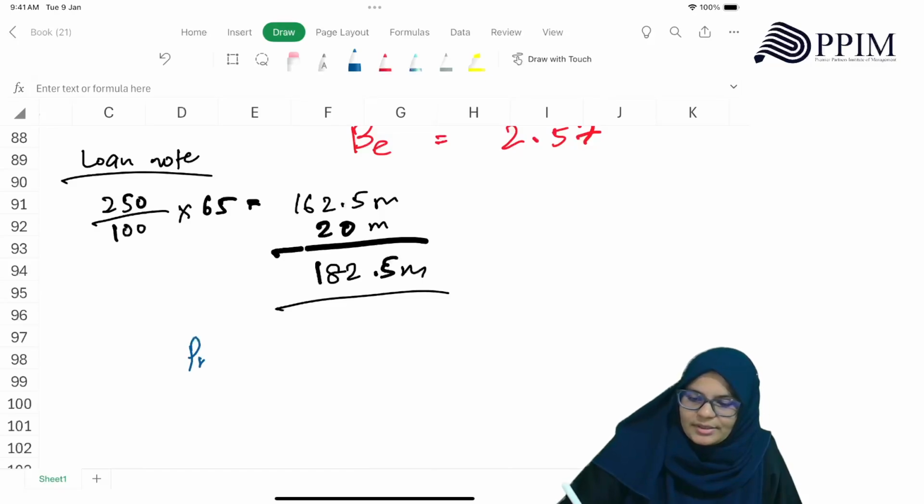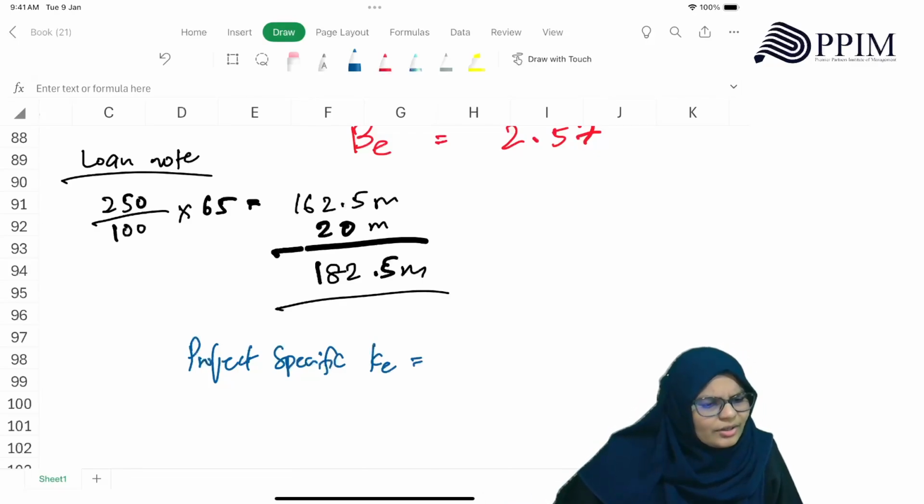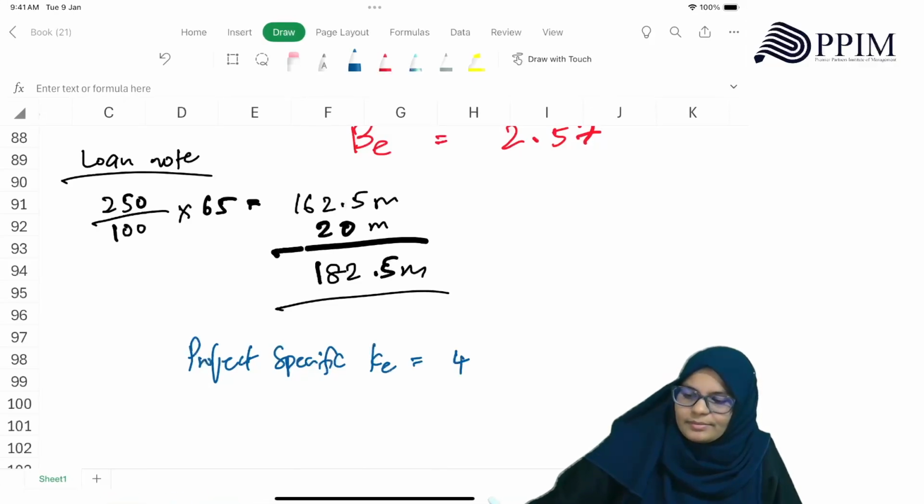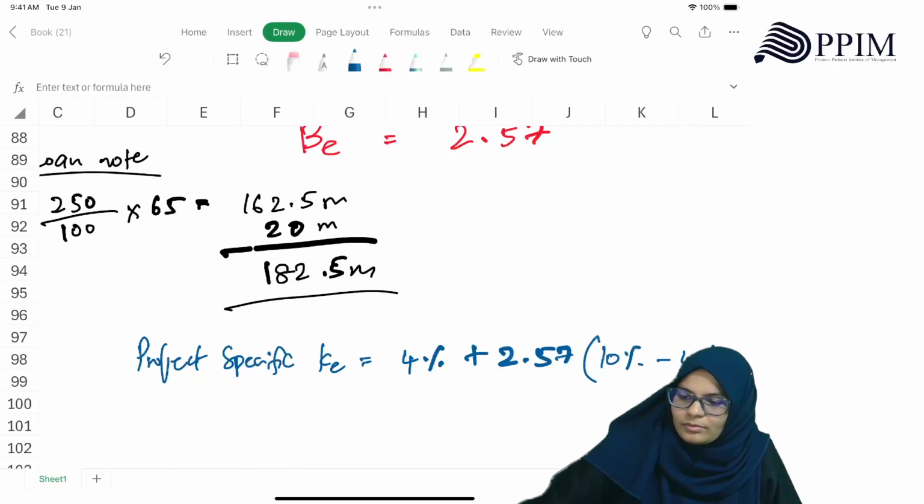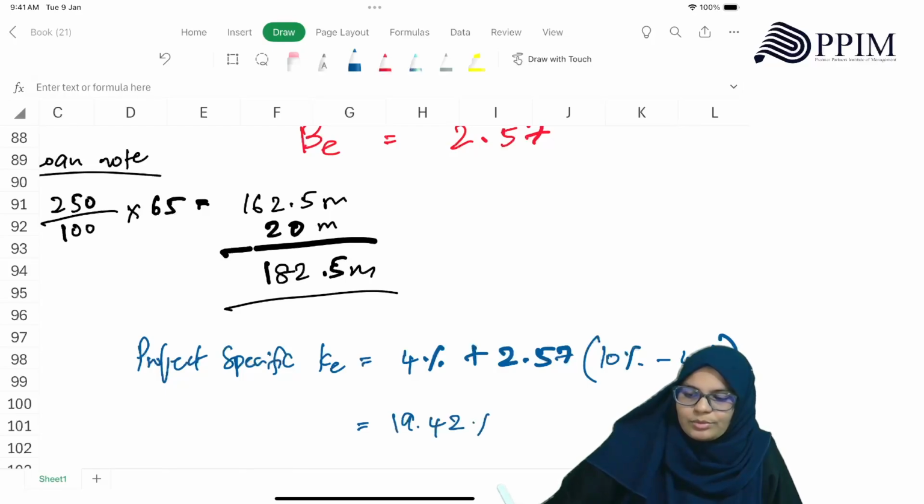So project specific cost of equity is going to be the risk-free rate, which I think we already had 4%, plus beta, which is 2.57, which we calculated now, multiplied by 10% minus 4%. Okay, so project specific cost of equity will be 19.4.